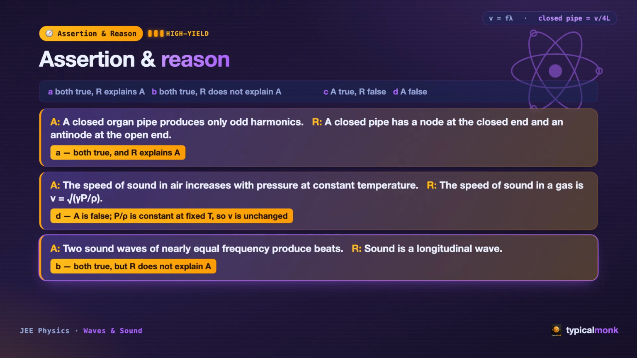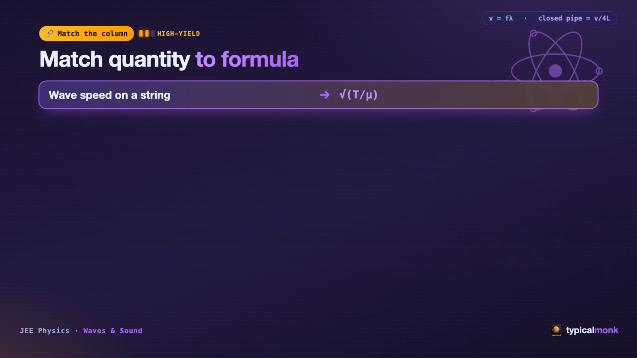Assertion: two sound waves of nearly equal frequency produce beats. Reason: sound is a longitudinal wave. Both are true, but beats come from the superposition of two close frequencies, not from sound being longitudinal, so the reason does not explain the assertion. The answer is B. Now match each quantity to its formula.